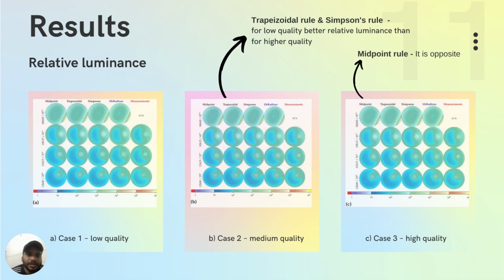And now come to the relative luminance. We have defined it again for three qualities. So for trapezoidal and Simpson's rules, if we talk about the low quality image, it has a better relative luminance than the higher quality. But if we take the high quality images, the midpoint rule is the opposite. The midpoint rule has a greater relative luminance for high quality, right?